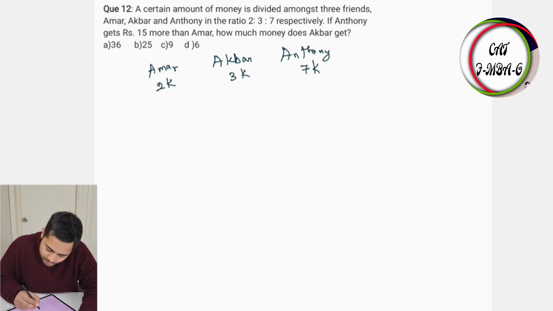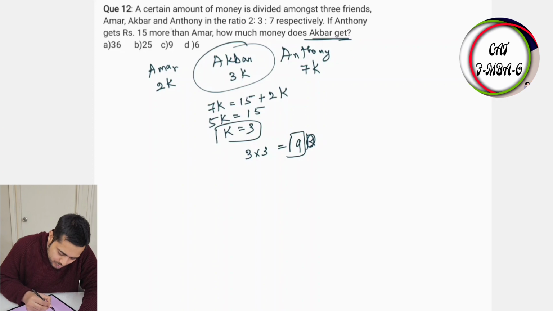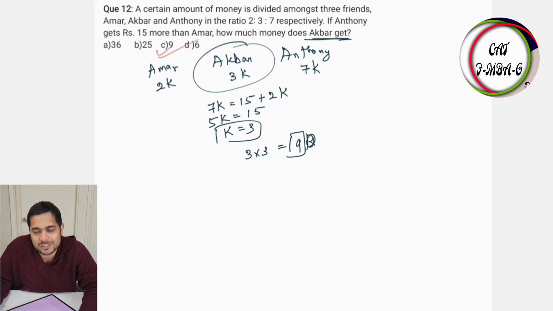So 2K, 3K, 7K. If Anthony gets 15 more than Amar, so 5K is equal to 15, K is equal to 3. How much does Akbar get? Akbar gets 3K. 3 into 3 is equal to 9 is the right answer. Option C. Let's move ahead to the next question.